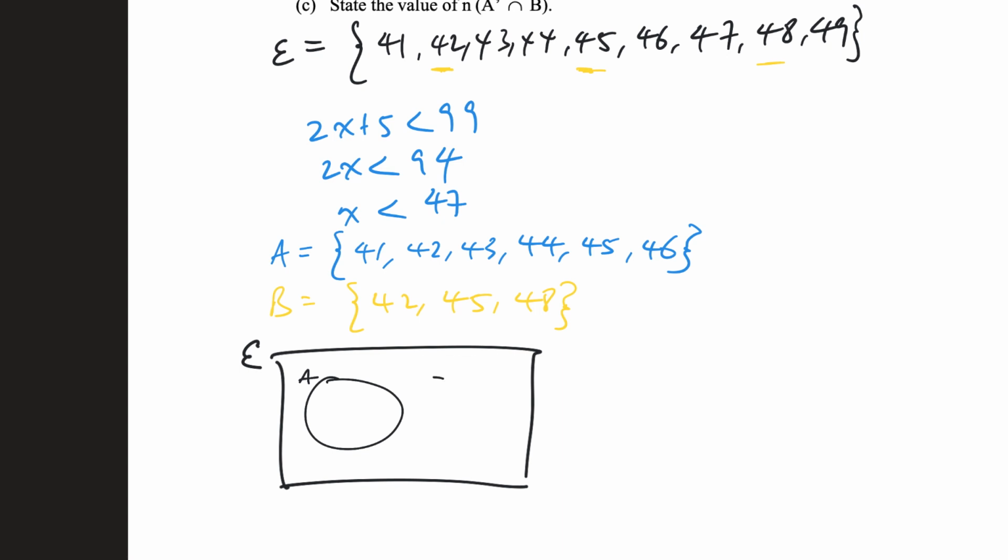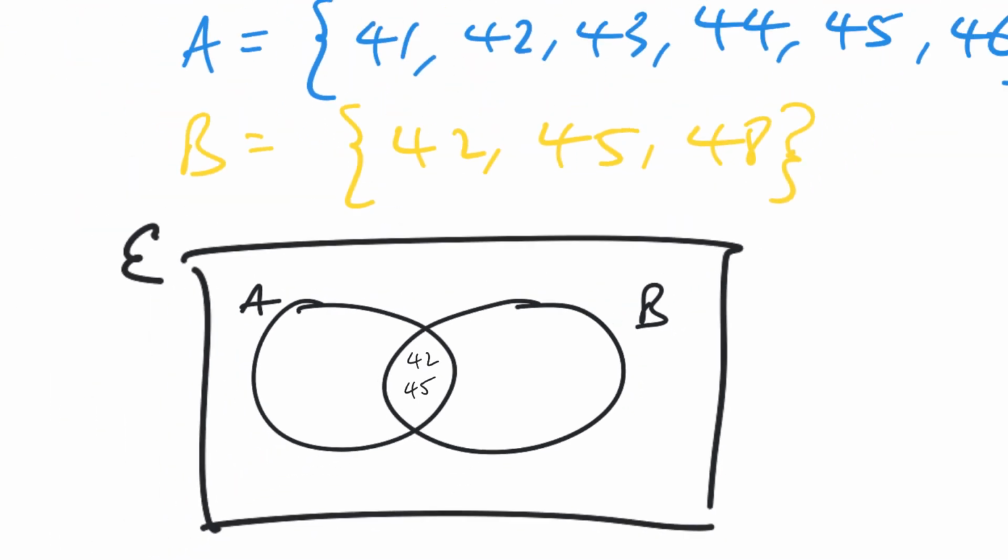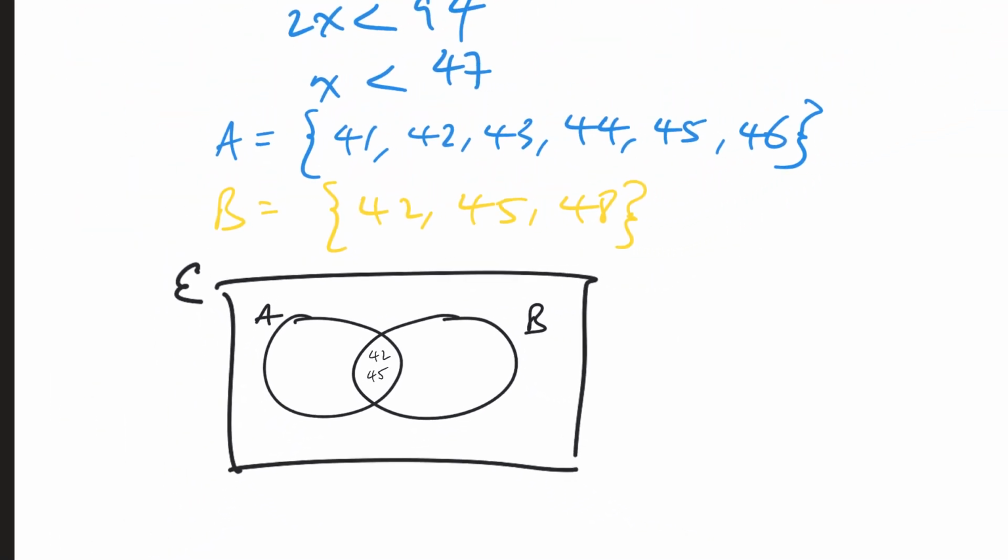And then we have B, and then we try to fill it in. It's useful to first note which numbers lie in both A and B. So we see, okay, 42 is one of them, 45, and that's it. So 42 and 45 belong in between. So let's do that. 42, 45, and then 48 belongs in B, but it doesn't belong in between.